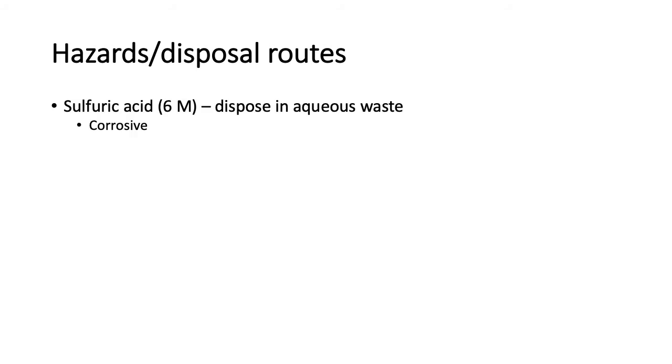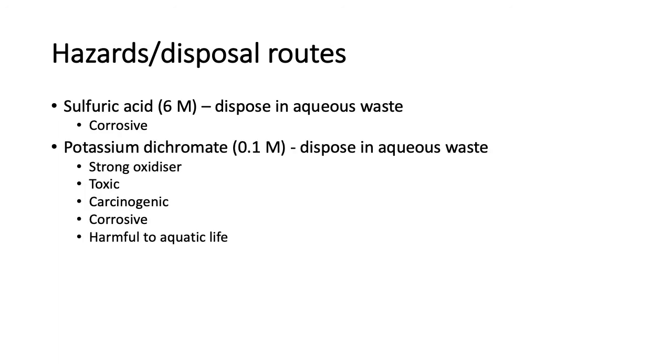Sulfuric acid is corrosive, so wear gloves, and you dispose of it in the aqueous waste. Potassium dichromate 0.1 molar solution, dispose in the aqueous waste. It's toxic, carcinogenic, and corrosive, so you always wear gloves, and it's a strong oxidizing agent and harmful to aquatic life, so just make sure you dispose of it correctly.